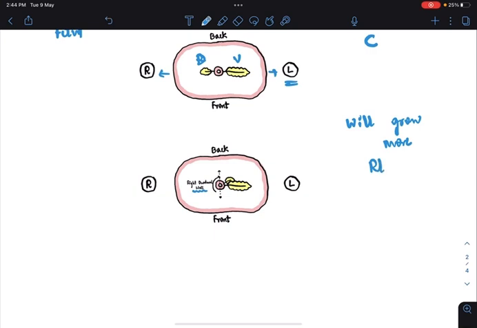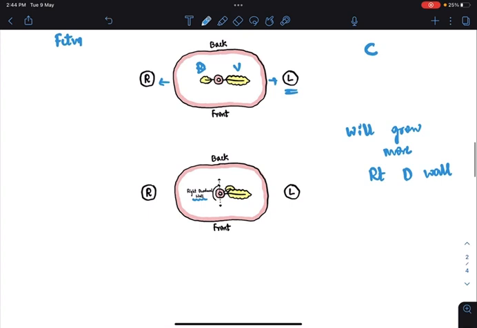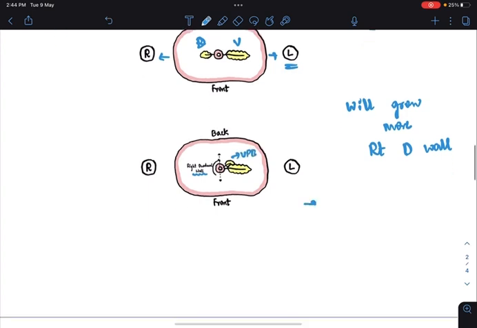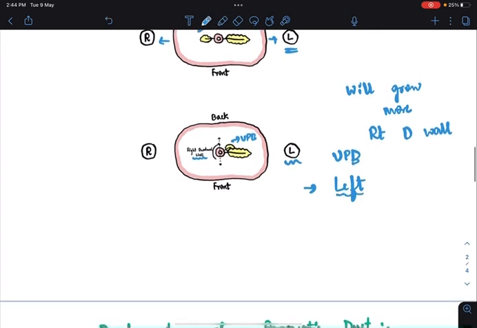Right duodenal wall. Because of this overgrowth, what happens is this ventral pancreatic bud comes to the left side. See, this is the left side. The ventral pancreatic bud comes and lies in the left position, and that too below this dorsal pancreatic bud, below the DPB.